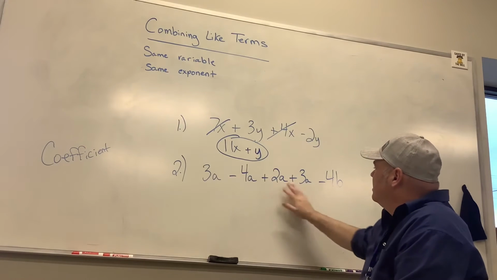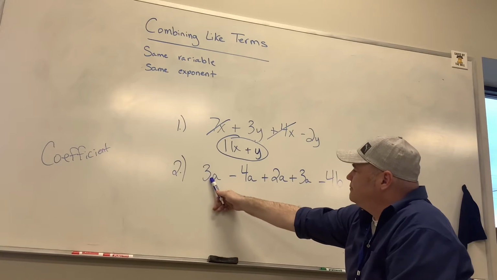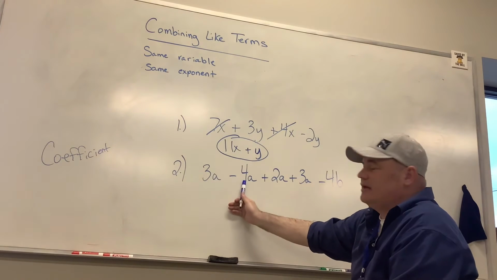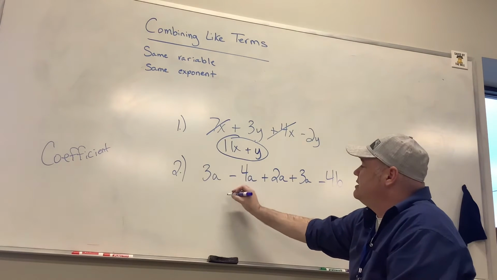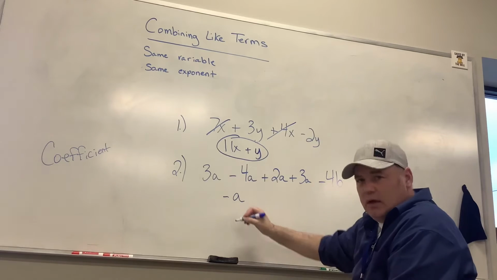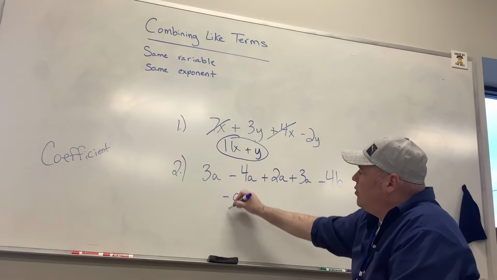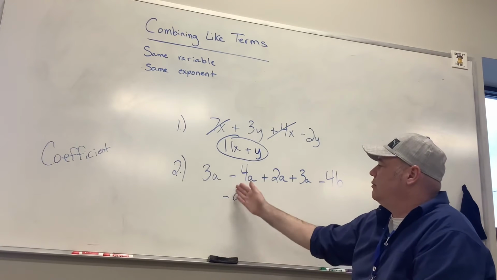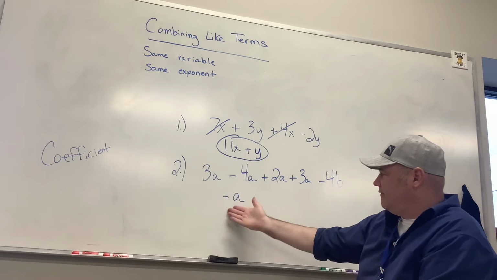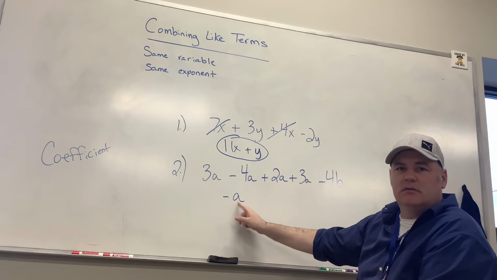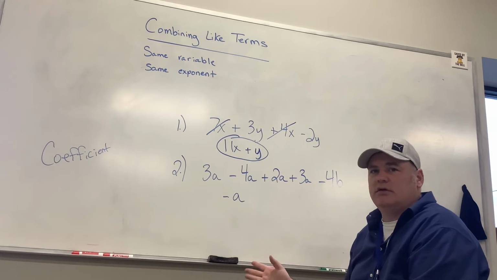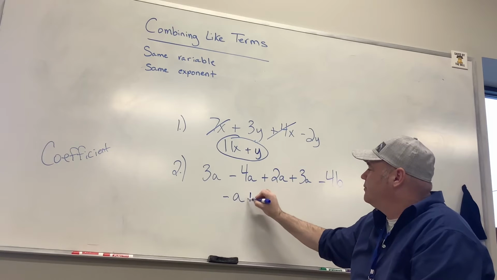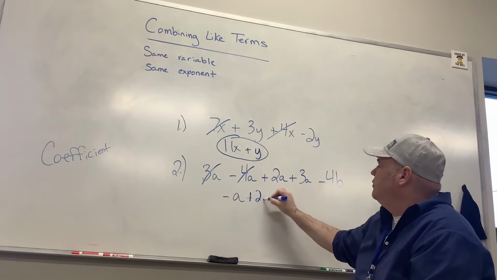Lots of a's, so I'm going to combine all my a's. 3a minus 4a is, so 3 minus 4 is negative 1, so it's negative 1a, which I don't write the 1. Now, I'm not going to count you wrong if you have a 1 there. You're not wrong. It's just good practice to get used to that we don't write a 1. Because if I ask a student, how many a's are up there? Well, there's just 1. So we already know there's 1. We don't need that 1 there. So 3a minus 4a is negative a. Okay, and I've used these two, so I'm going to move on.